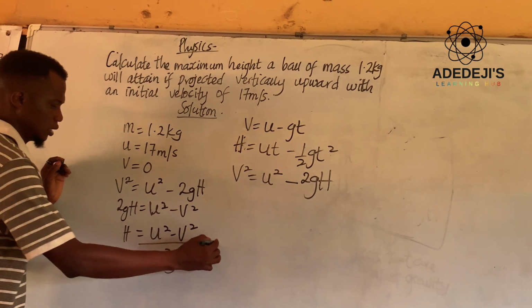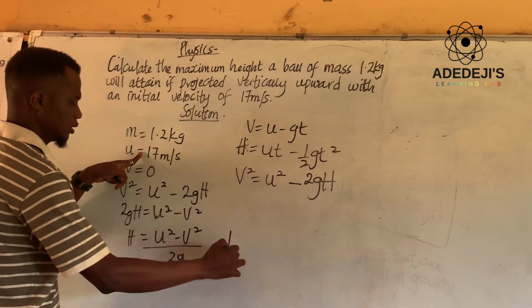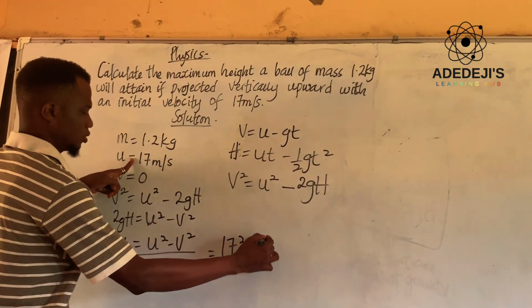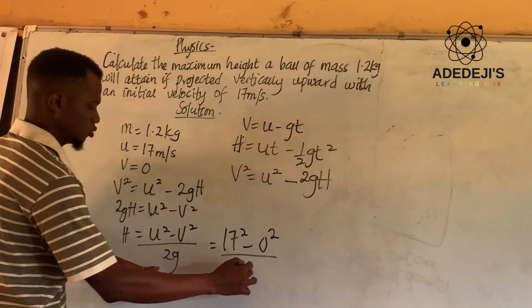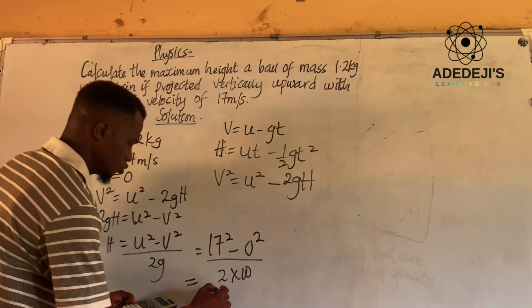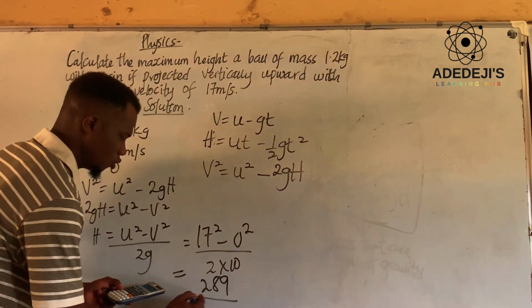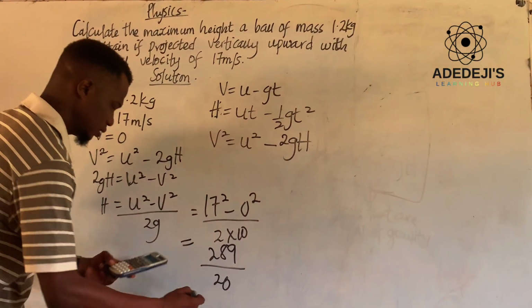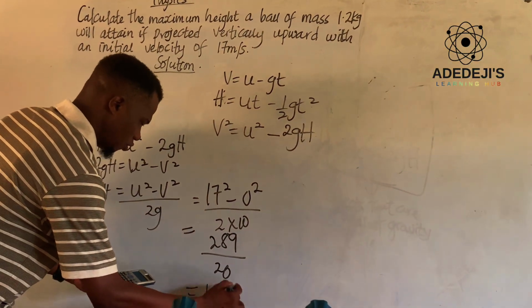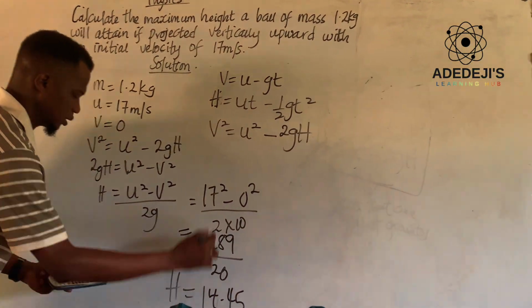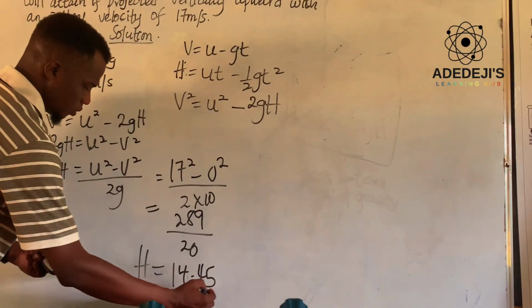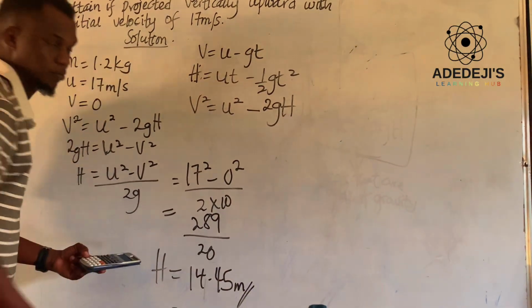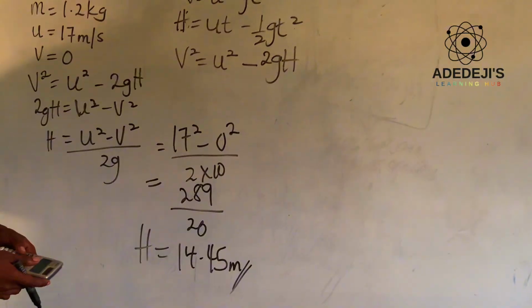So let's plug in our values. What's our u? 17 squared minus 0 squared over 2 times 10. 289 over 2 times 10, 20. Let's divide that and it gives us 14.45. Remember, we are looking for what? Height. Therefore, we have 14.45 meters as the height.